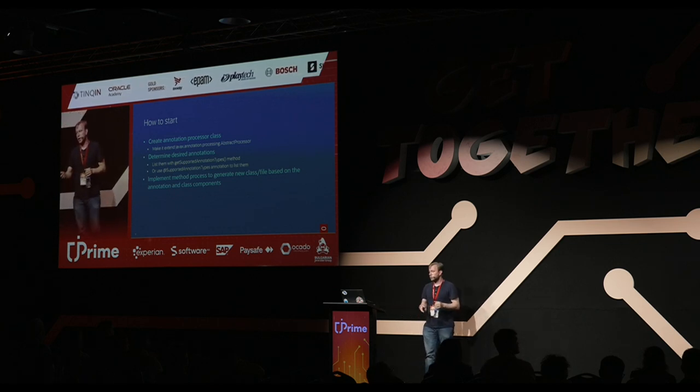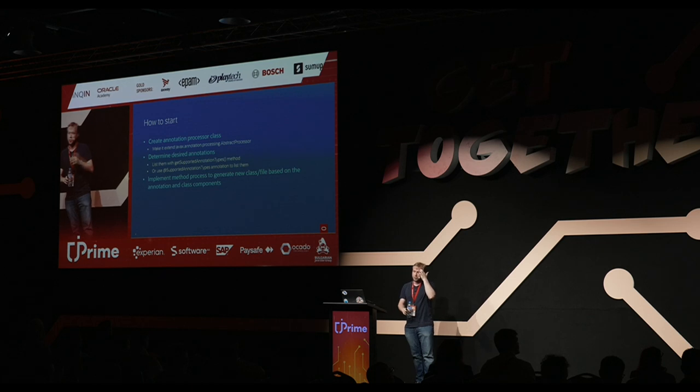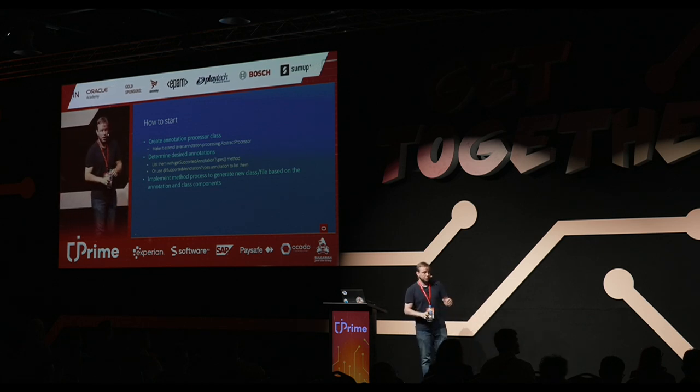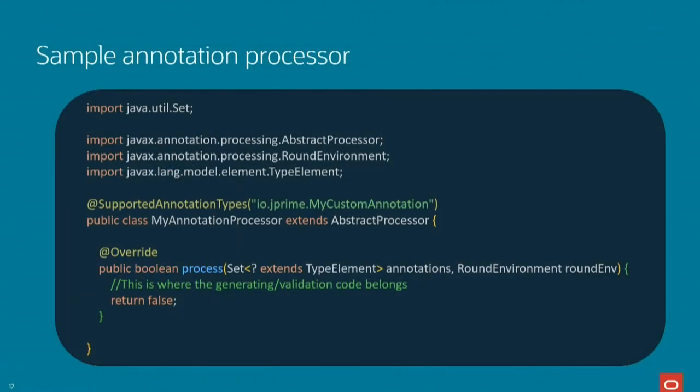Right, and once that's done, you need to implement the method process. The process method is the actual generation of the class or the file based on the annotated class components. Right, so this is how the annotation processor could look. Really, it's just a regular class, as you are familiar with. It's extending AbstractProcessor, and it has the process method created.